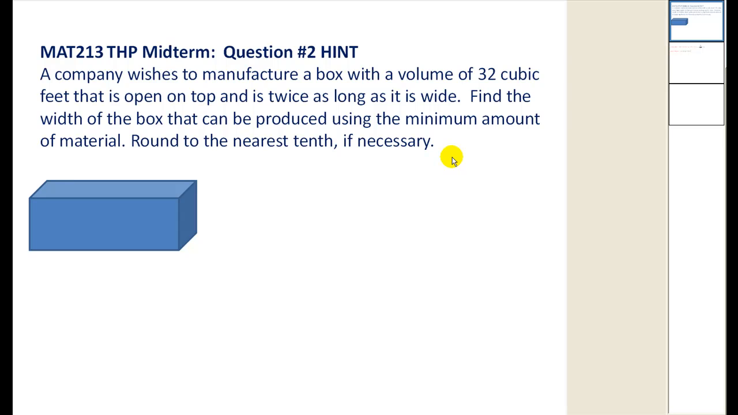Question number 2. A company wishes to manufacture a box with a volume of 32 cubic feet that is open on top and is twice as long as it is wide. We want to find the width of the box that can be produced using the minimum amount of material. So the first thing we notice on this problem is that the volume has to be equal to 32 cubic feet. So we're going to have to find the volume expression for this box.